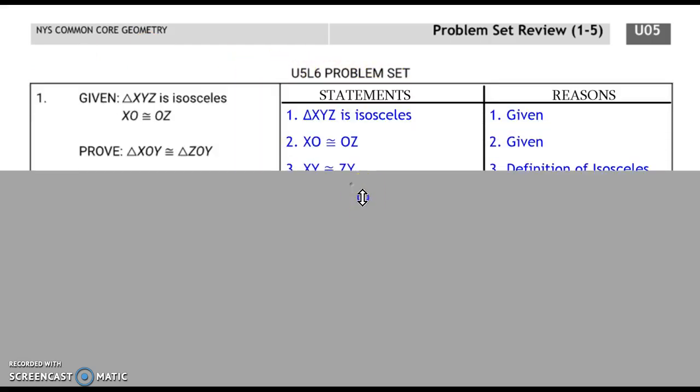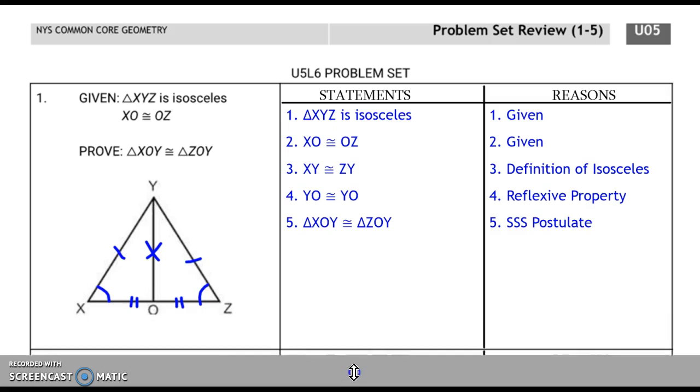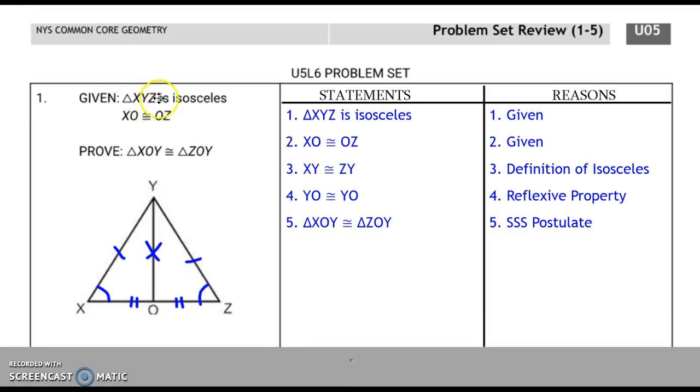We'll first take a look at the Unit 5 Lesson 6 problem set. I'll show you the first proof here, and I'll verbally walk you through it. It asks us to prove that these two triangles are congruent. Notice they're drawn together. I haven't separated them yet, but we will be doing that later on in the video.